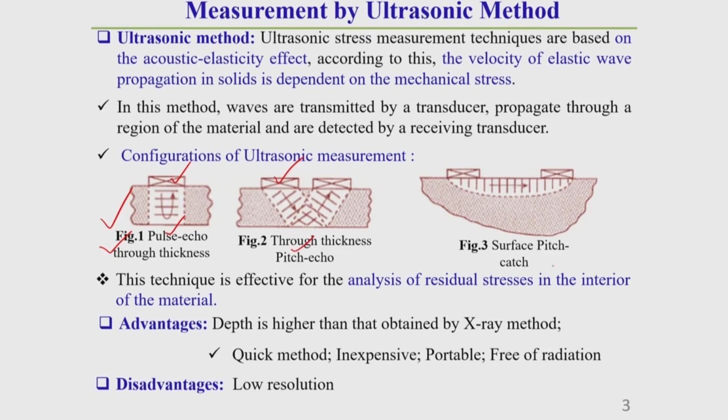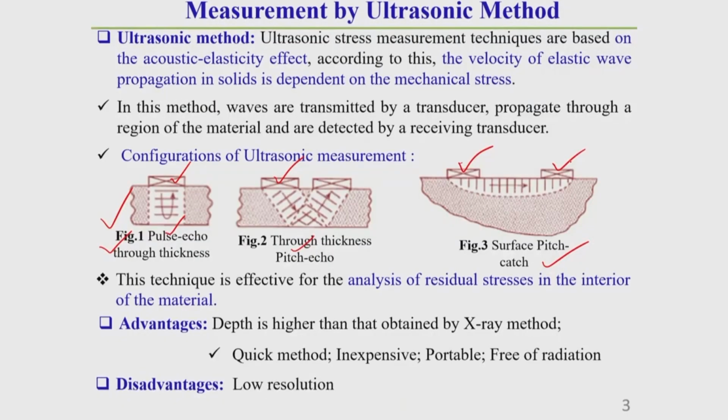This is another example, where we can predict the residual stress distribution near the surface region also. By using the surface pitch-catch, this is the delivering transducer and this is the receiving transducer. Once we deliver an ultrasonic wave along the surface, horizontal to the surface, we can receive it by another transducer. From the resolution we get, we can analyze and predict the residual stress distribution in the weldment. Now, this technique is effective for analysis of residual stress in the interior of the material, as I have told you. So, we can measure the through thickness residual stress distribution by this technique.